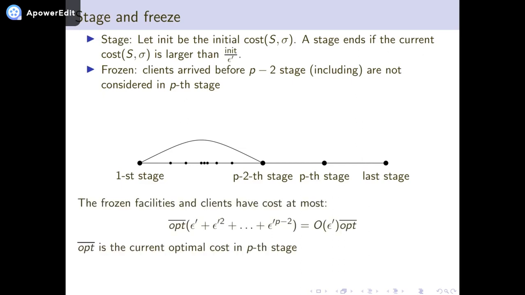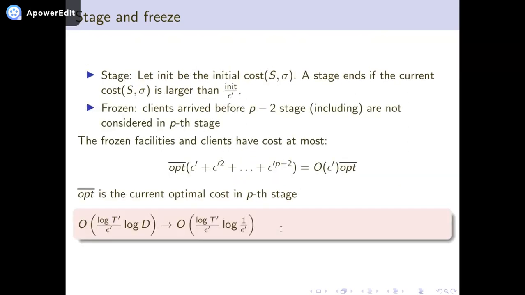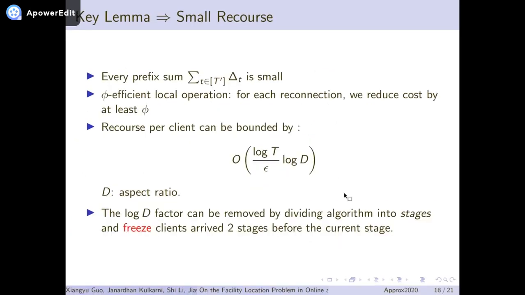In this case, we lose a competitive ratio. The ratio is the sum of epsilon prime from degree 1 to p minus 2. Though using such a small factor, we can remove the factor of log d in the previous results. So finally, we reach our result, big O log t prime over epsilon prime times log 1 over epsilon prime. This concludes our main results.